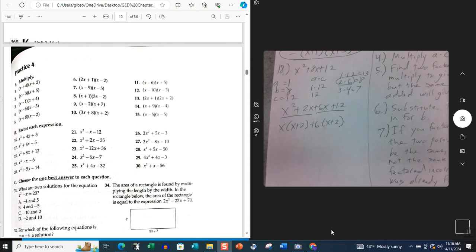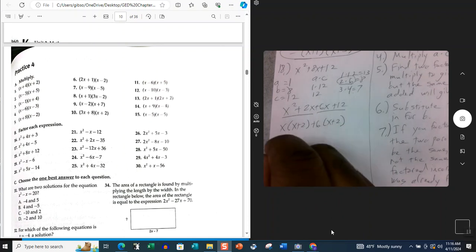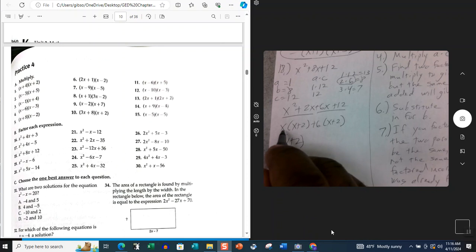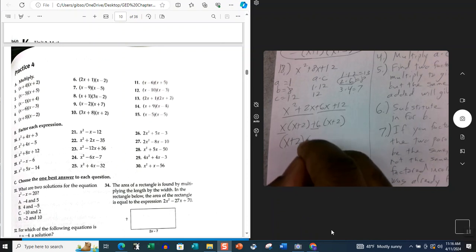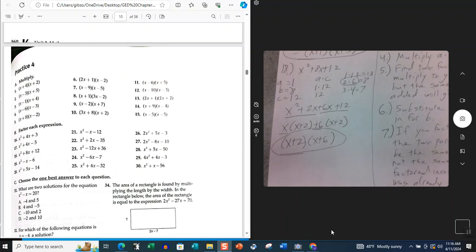I did not complete step 6, so I'm going to go back and write step 6. But right now, let's finish this problem. This was step 7, where we grouped them, and then we said if we factor correctly, our parentheses should be the same, and they are. So we'll write the x plus 2, and this is step 8. That'll be one parenthesis. And then also with step 8, everything outside the parentheses, the x plus 6, will go in its own parenthesis, and we are done.